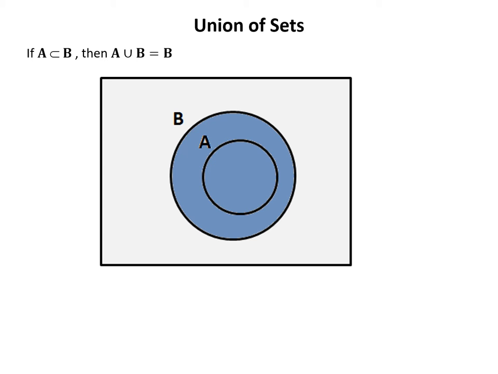And so the union of A and B is just B, because really there's nothing in A that isn't in B. One way of thinking of that is that A doesn't contribute anything to B that B didn't already have. And that's the reason why A union B is equal to B when A is a proper subset of B.